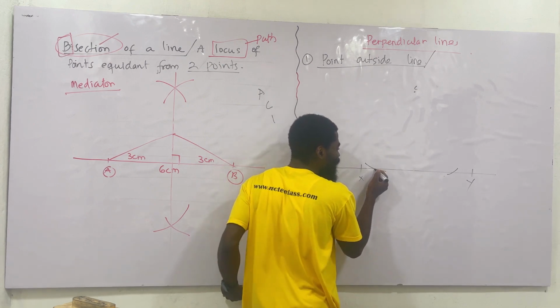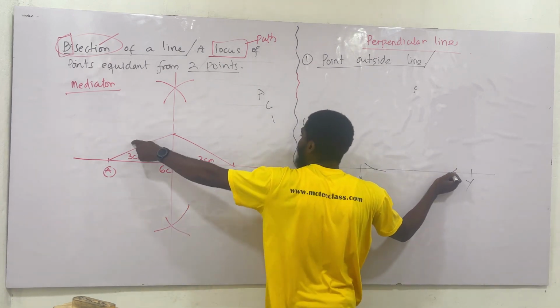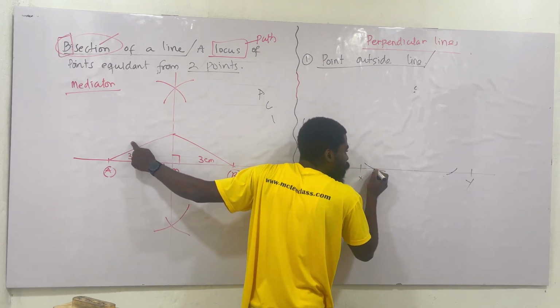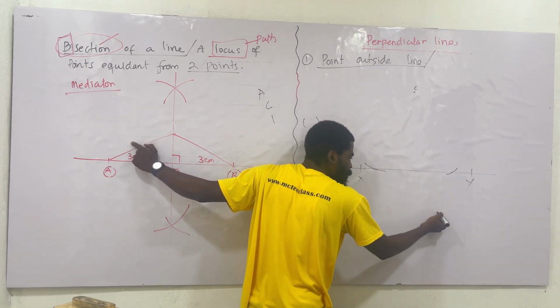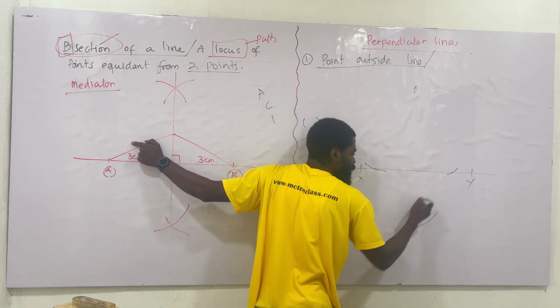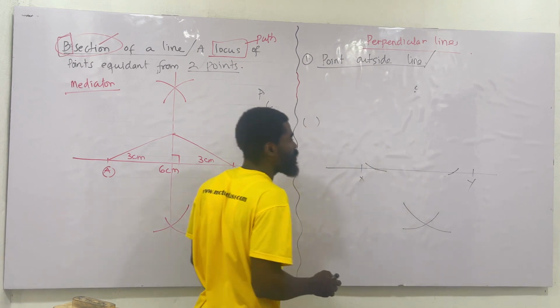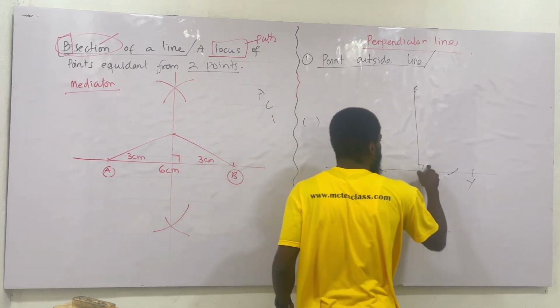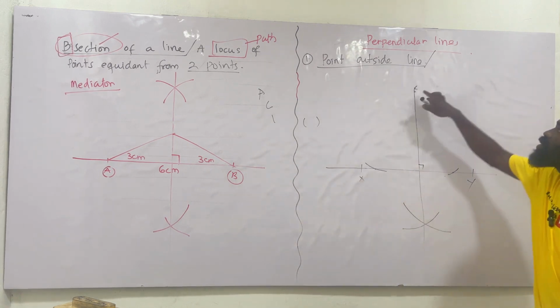Then we bisect just this line. Now we've learned how to bisect a line. How do we bisect this line? We stand here, open more than half of this, then we just go below. We don't go above because our point is there. With the same radius, I stand here and give this. Then I draw through this. Then this becomes my perpendicular with the point outside the line.